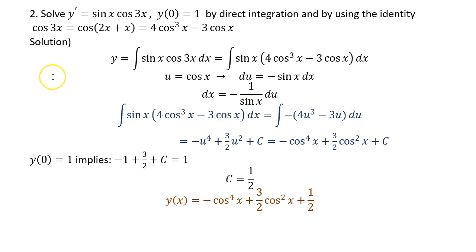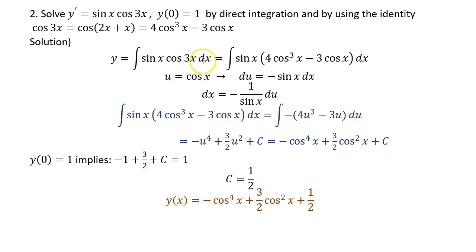Second question. Here we have a direct integration problem. The way you solve a direct integration problem is you just integrate both sides, and since y prime is on the left side, when you integrate you just get y, which is indeed what we are looking for. So all we're supposed to do is to figure out this integration on the right side.